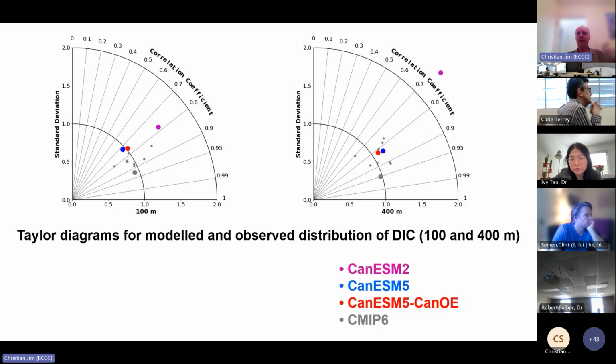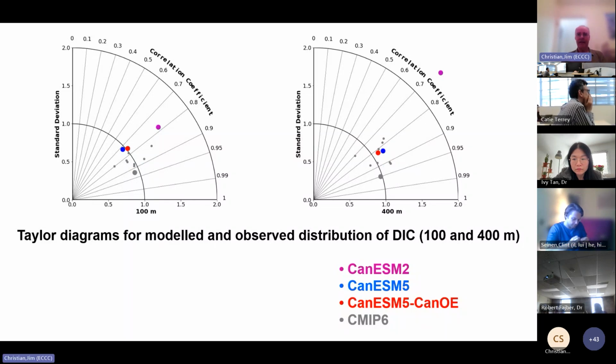So this is a really interesting experiment because we have two models with the same ocean biogeochemistry but different physical ocean, and then we have two models with the same physical ocean but different biogeochemistry. So you can see between CanESM2 and CanESM5, you see a really marked improvement in skill, which is entirely due to the physical ocean, and particularly to the ventilation of those shadow zones along the eastern boundary currents.